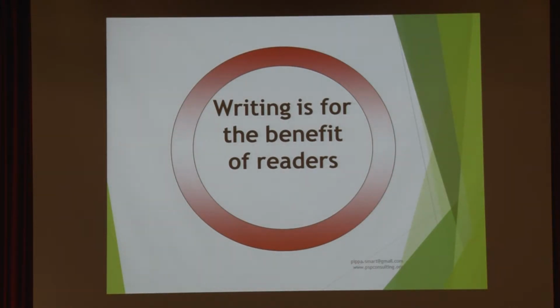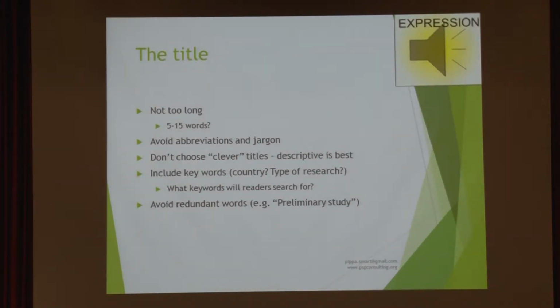The key thing to remember is that writing is for the benefit of the readers, and the readers do not know as much as you know. So I just want to finish with just a few things. The two most important parts of your article, if you're thinking about being published, for the editor and the reviewers, are the title and the abstract.